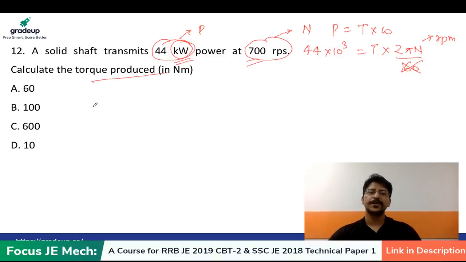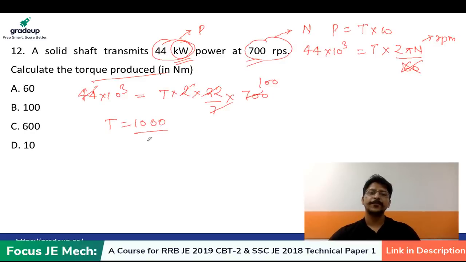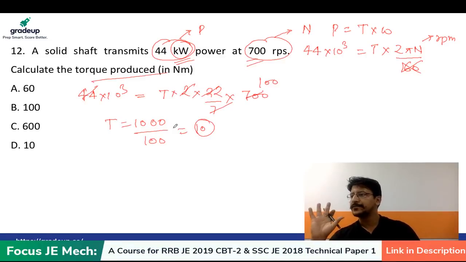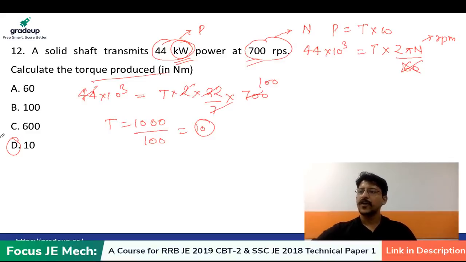Simply put the values: 44 into 10 to the power 3 is T into 2, and the value of pi is 22 by 7, into the value of N which is given as 700. So this will get cancelled, this will be 100. 22 into 2 is 44, so this gets cancelled. You are left with T equal to 1000 divided by 100. So you get the answer as 10, or you can say the correct answer is option D. Now I am moving on to the next problem.